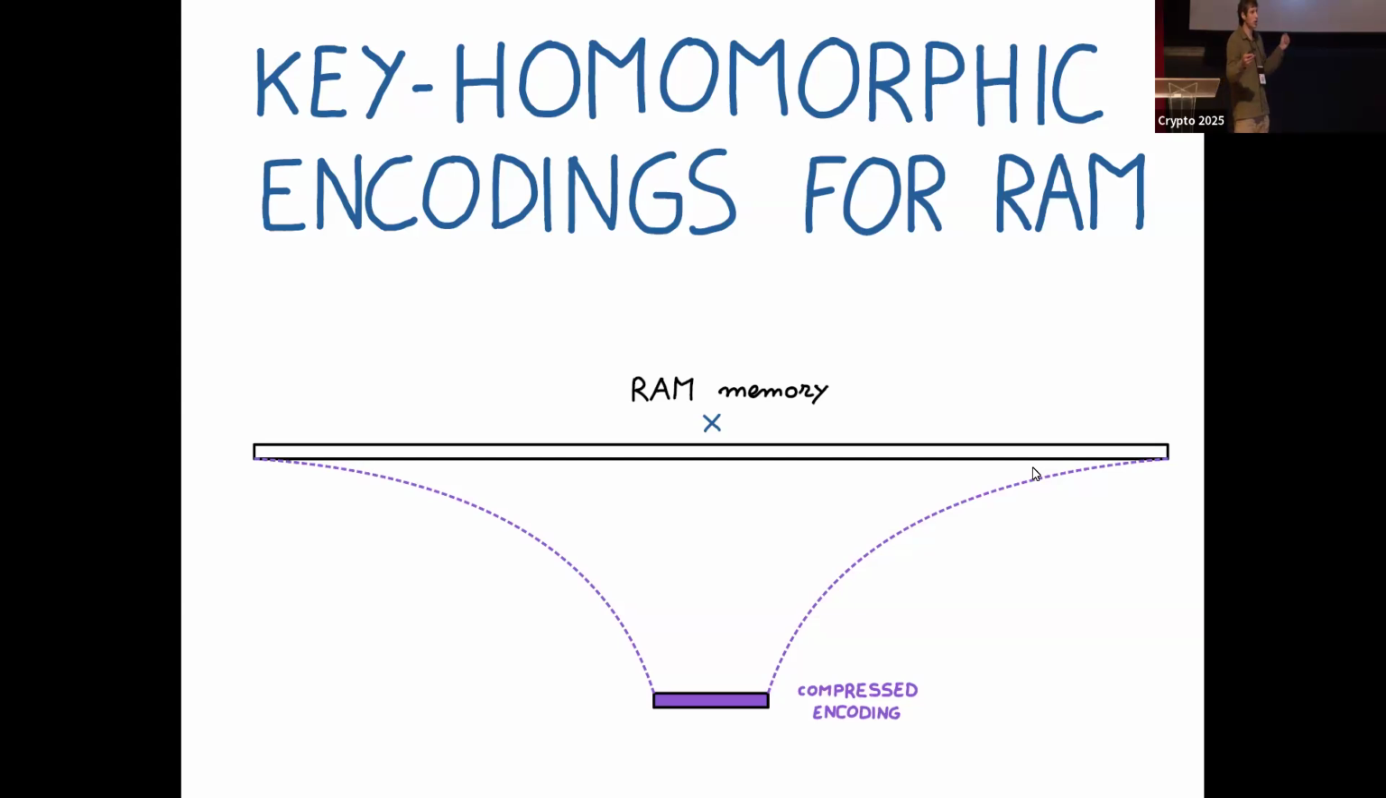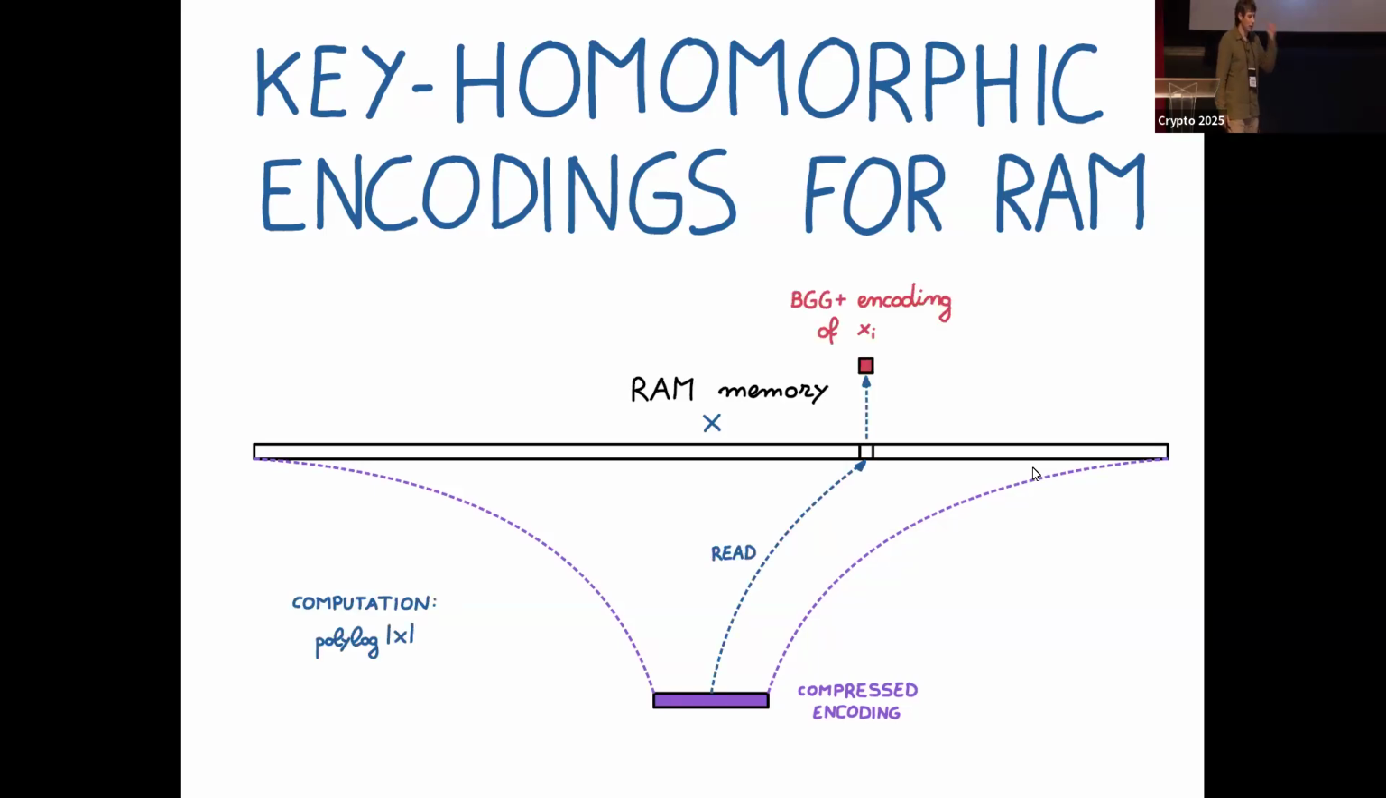Both of these take polylogarithmic time in the size of the memory. So suppose you want to read the ith entry of the database. You can homomorphically read from the compressed encoding and end up with the BGG+ encoding of the ith entry x_i. This is an encoding like the one of Eurocrypt 2014. At that point, you can homomorphically perform the usual computations. At some point, we may have changed this to some value x_i' that we want to write back into the memory, so we need to update the compressed encodings. Once again, we can perform this homomorphically in time polylogarithmic in the size of the whole database.